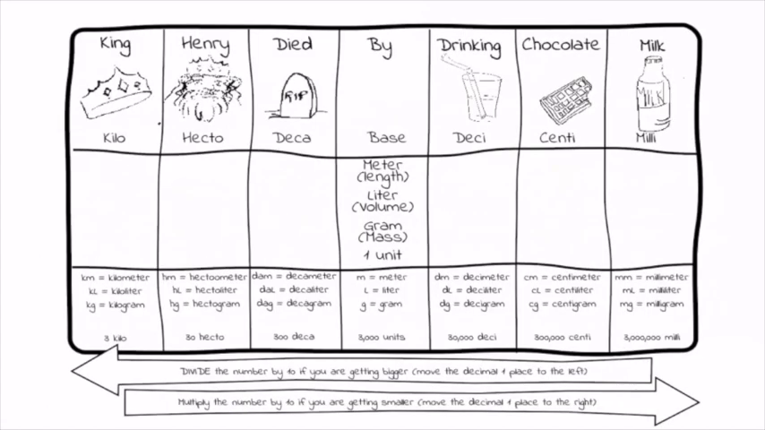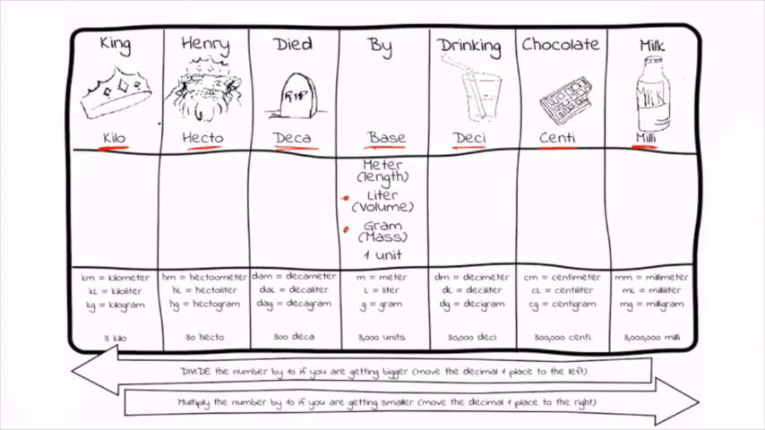So in the metric system, we're going to use meters for length, liters for volume, and grams for mass. King Henry died by drinking chocolate milk is a way to remember all of the prefixes of the metric system. King stands for kilo, Henry is for hecto, died is for deca, by is for the base unit, so meter, liter, or gram, drinking is for deci, chocolate is for centi, and milk is for milli.